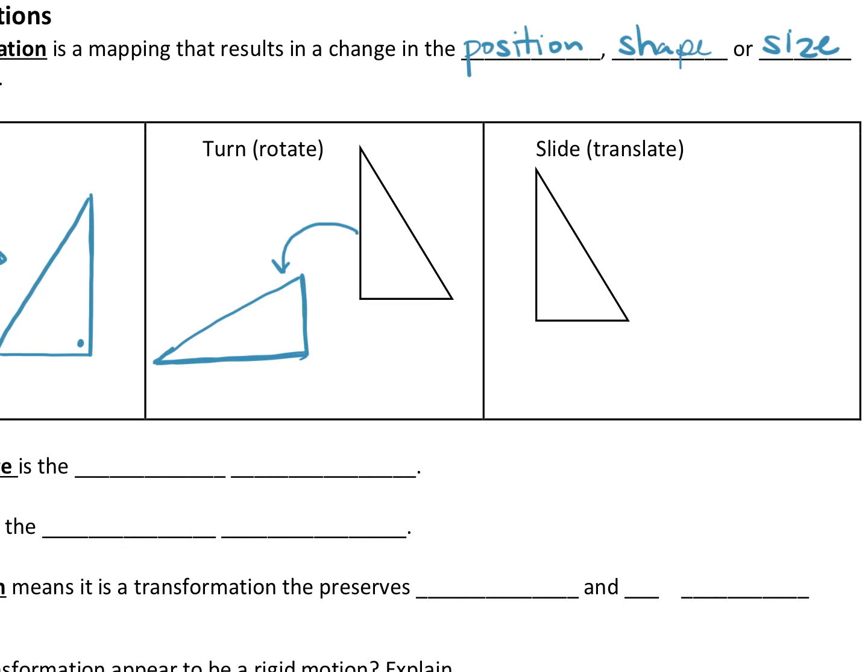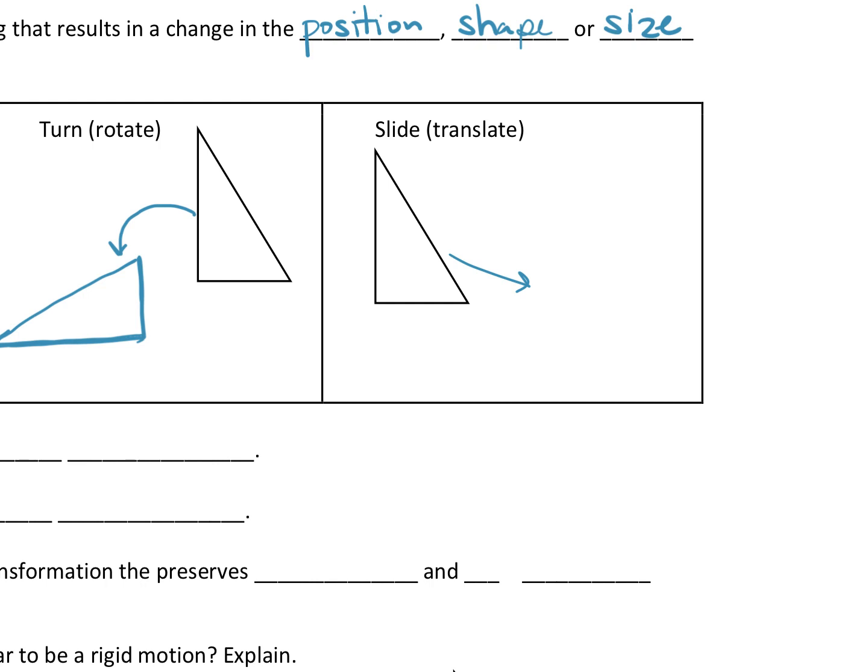And then the last one is a slide. It's called a translation. That's the first one that we'll cover. It's basically just sliding to a new spot. So it's going to look the same, but this one just slid down and to the right. Okay, that's a slide. I would say translations are the easiest one. That's probably why they start with it first.